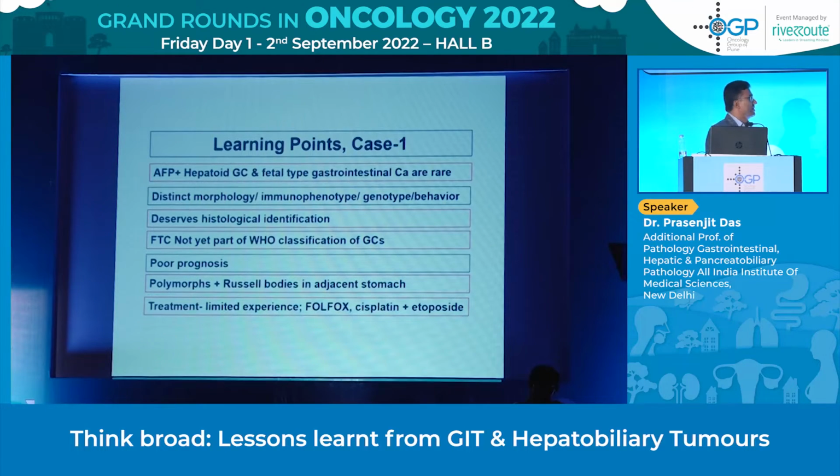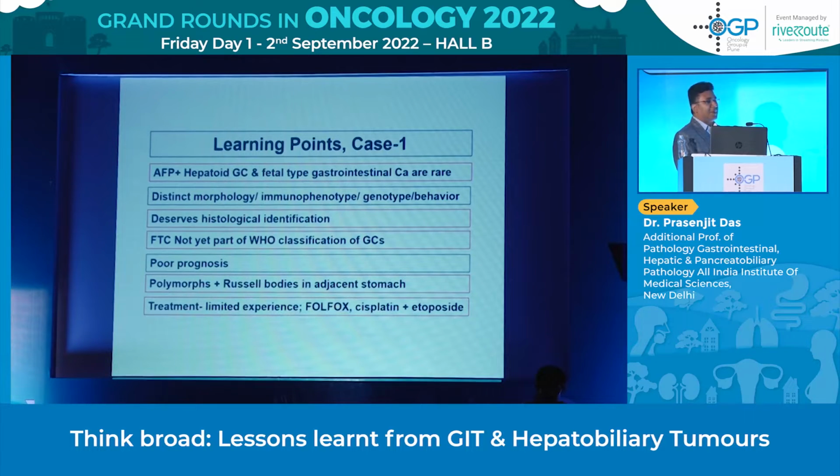So what is the learning point in this case 1? AFP producing hepatoid gastric carcinoma and fetal type of gastrointestinal carcinoma are very rare. We have nearly about 35 cases reported. They have distinct morphology, immunophenotype, genotype and behavior. The behavior and outcome is very poor. That's why histological identification is very much needed.